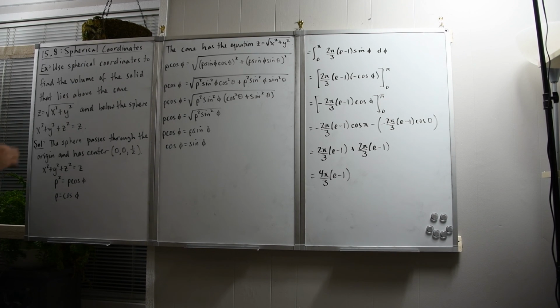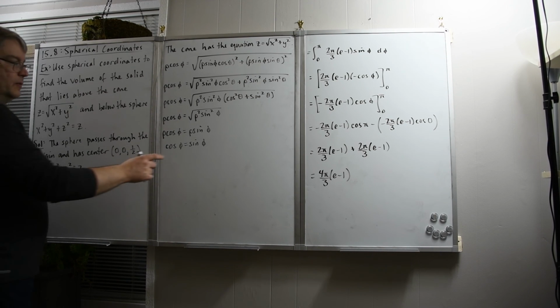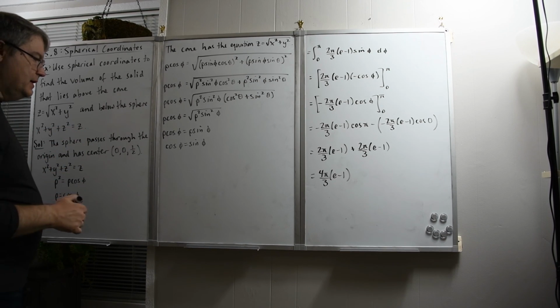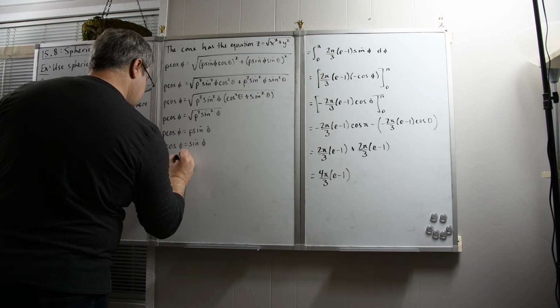And given that we have z is the square root of x squared plus y squared, we're expecting z to be non-negative. So that would put our phi value somewhere between 0 and pi over 2. Well, the one phi value where the cosine phi is equal to the sine phi in that range is going to be phi equals pi over 4.